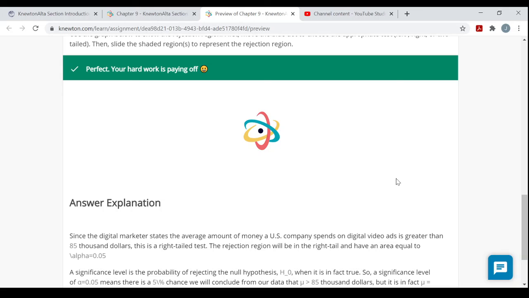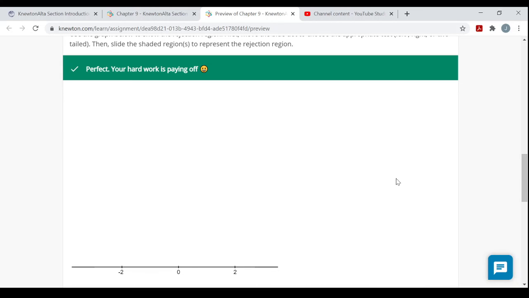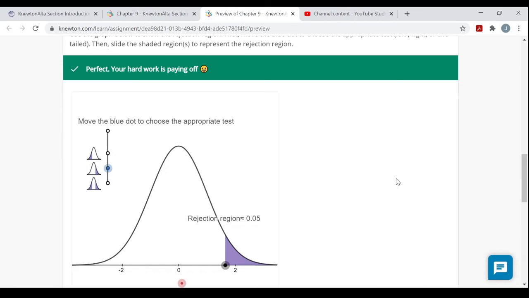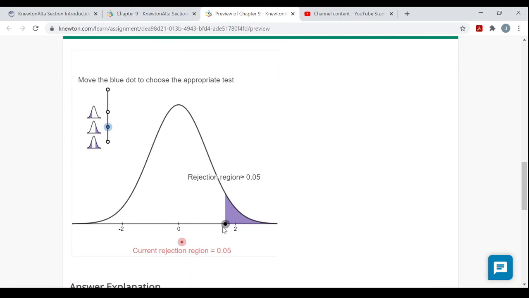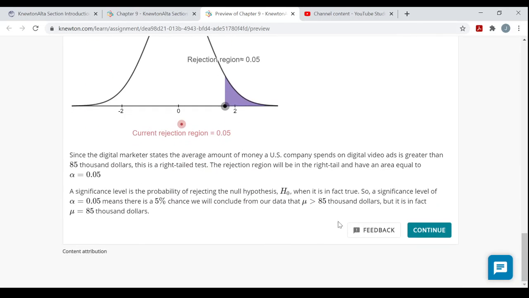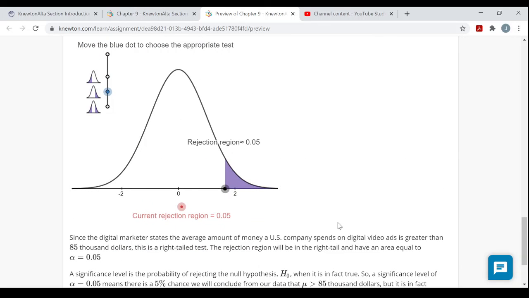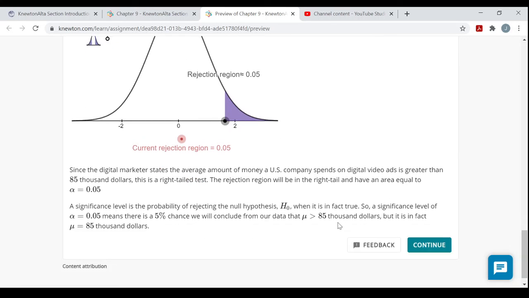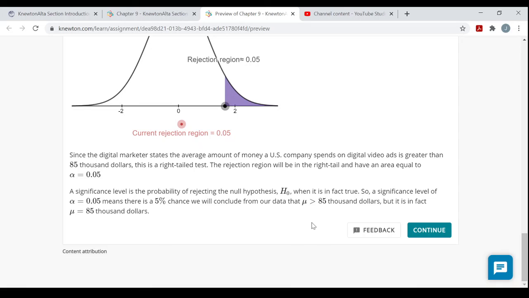Now, later on, in another objective, a different video, we're going to be actually finding what this critical value is. And they go through it again. Please read your answer explanations, especially if you're incorrect. Make sure you figure out where you went wrong. And hopefully this video helps when you're going through this kind of problem on this objective on your own.